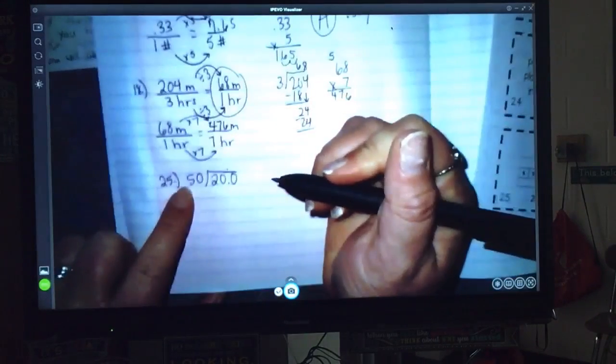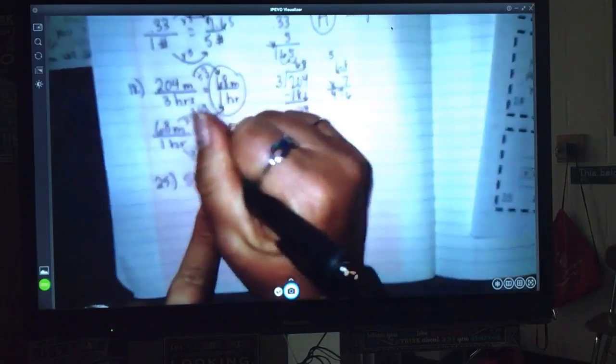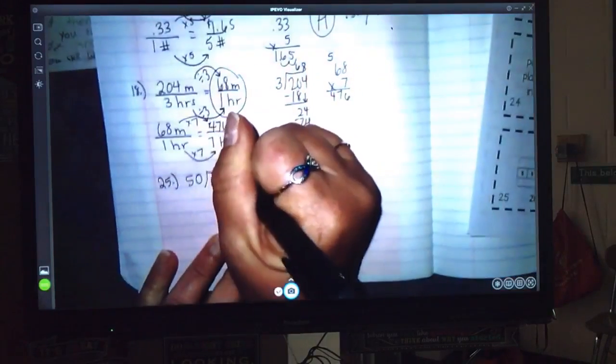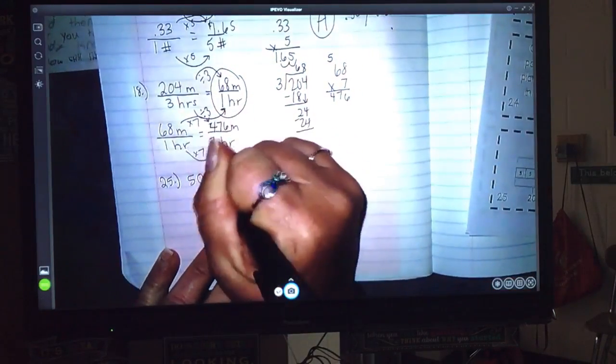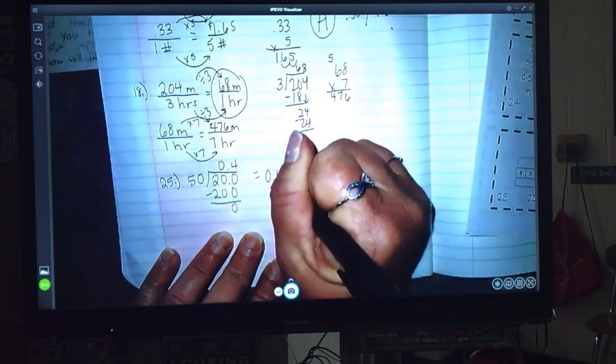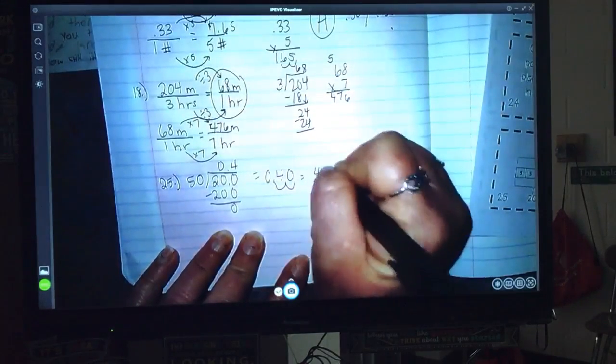So 50 times what gives me 2? Nothing. 50 times what gives me 20? 50 times what gives me 200? 4. So you end up with 4/10. You move your decimal 2 places to the right to write a whole number. So your answer should be 40%.